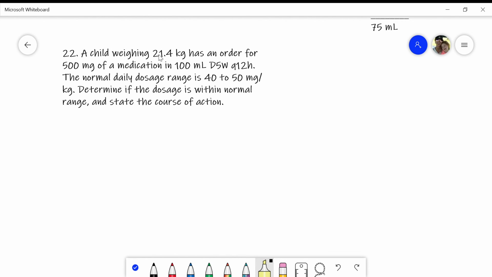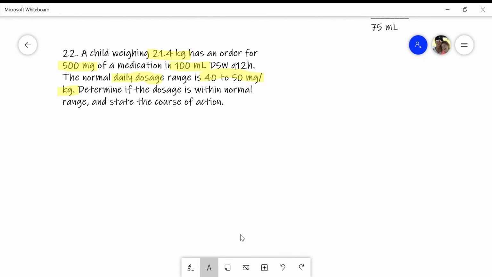So we have a child weighing 21.4 kilograms, has an order of 500 milligrams and 100 milliliters. The normal daily dosage range is 40 to 50 milligrams a kilogram, and that's a daily dosage, so you know that's 24 hours. Is it within normal limits? And state the course of action. And it's being given every 12 hours. That's the other thing. So it'll be 2 times this amount a day.